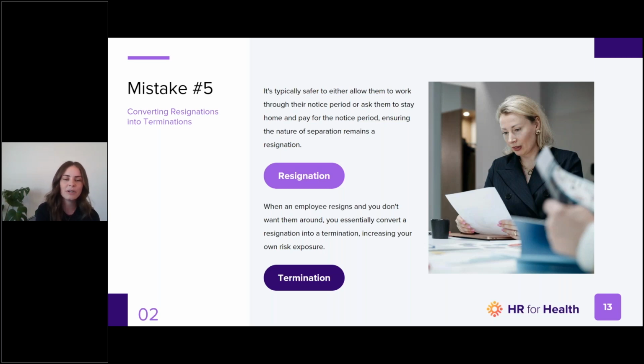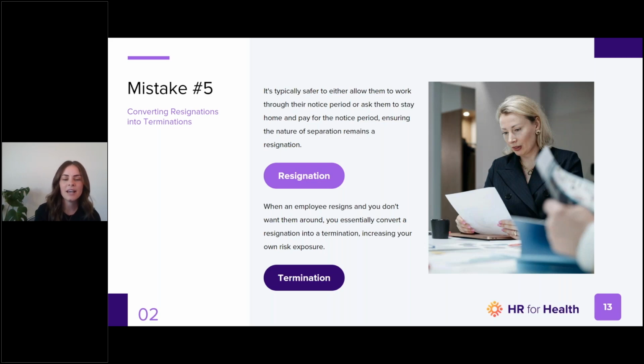it's going to be a way easier scenario for you. A lot of practices will call us and say, hey, I don't want them here for the next 2 weeks. I just want them out of my practice. I don't want to deal with them. So that's fine. We just want to make sure that you're not turning it into a termination. So if they came in and said, my last day is in 2 weeks, and you said, nope, you're done today, that would be considered a termination at that point. And as we've learned, terminations are going to be a little bit riskier than a resignation.